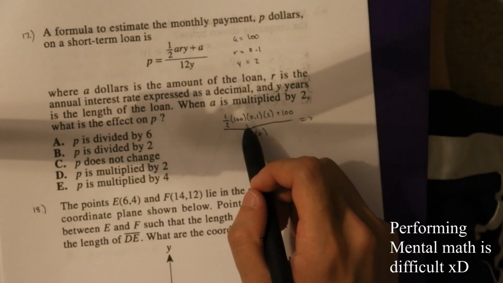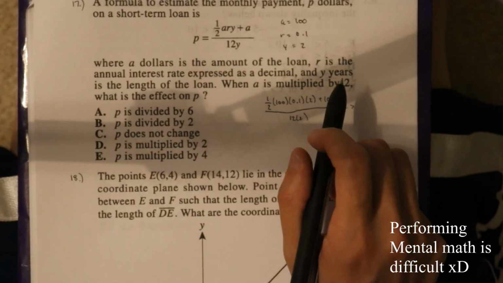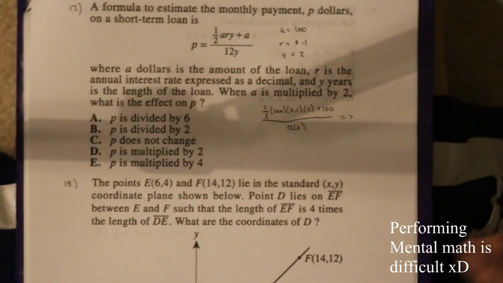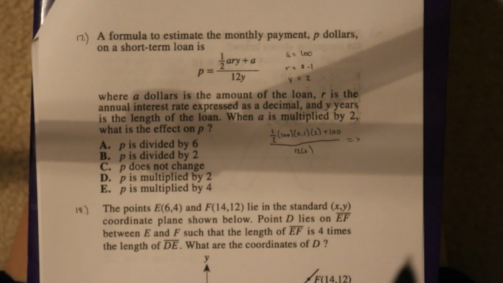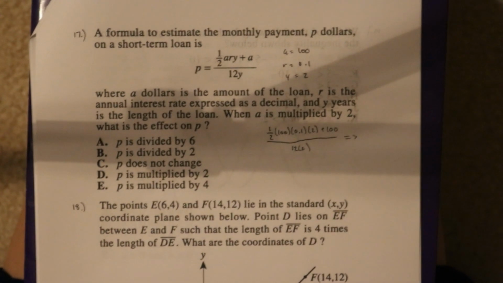0.2. 100 times 0.1. Give me 1 second. I need a calculator for this. Okay, I'm back. So I'm gonna plug this into my phone for the calculator. I can't do mental math like that.